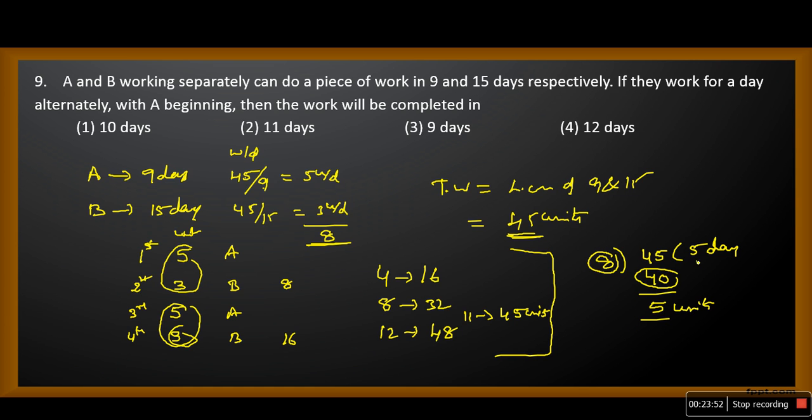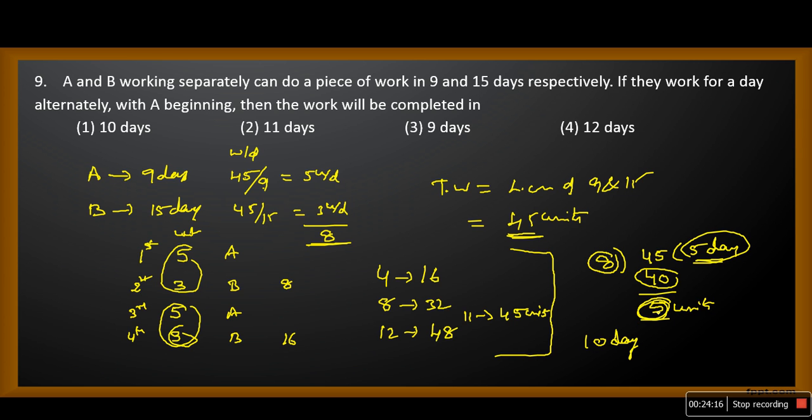Listen carefully. These 5 days, if A and B work together, but are they working together? No. They are working alternately. It means A worked for 5 days, B worked for 5 days. So total 10 days is completed. This is working together 5 days. If they work on alternate days, it will take 10 days. Now still 5 units of work is left over.